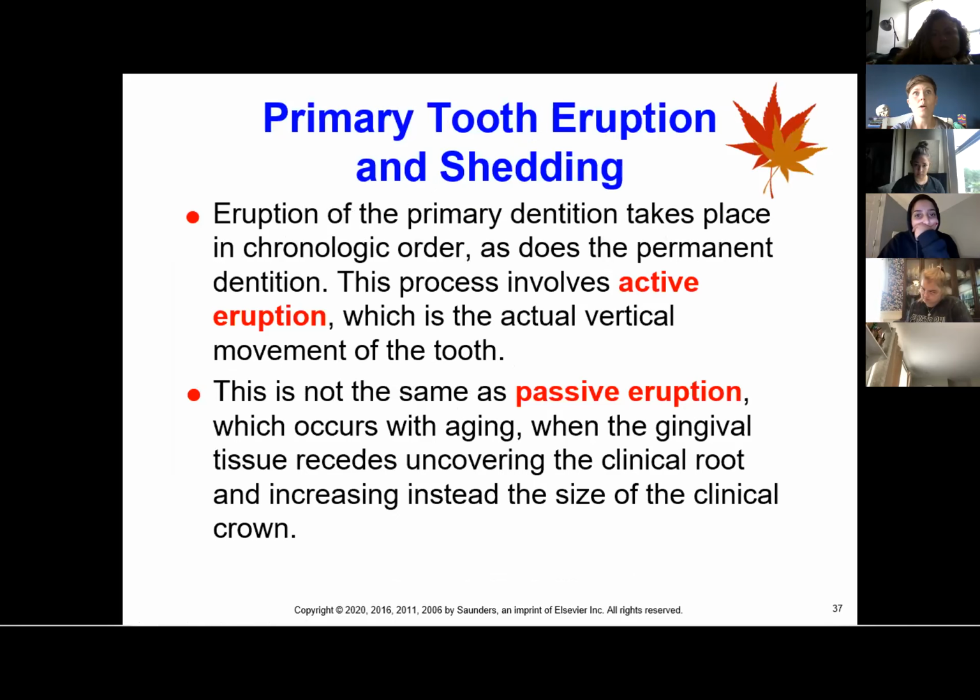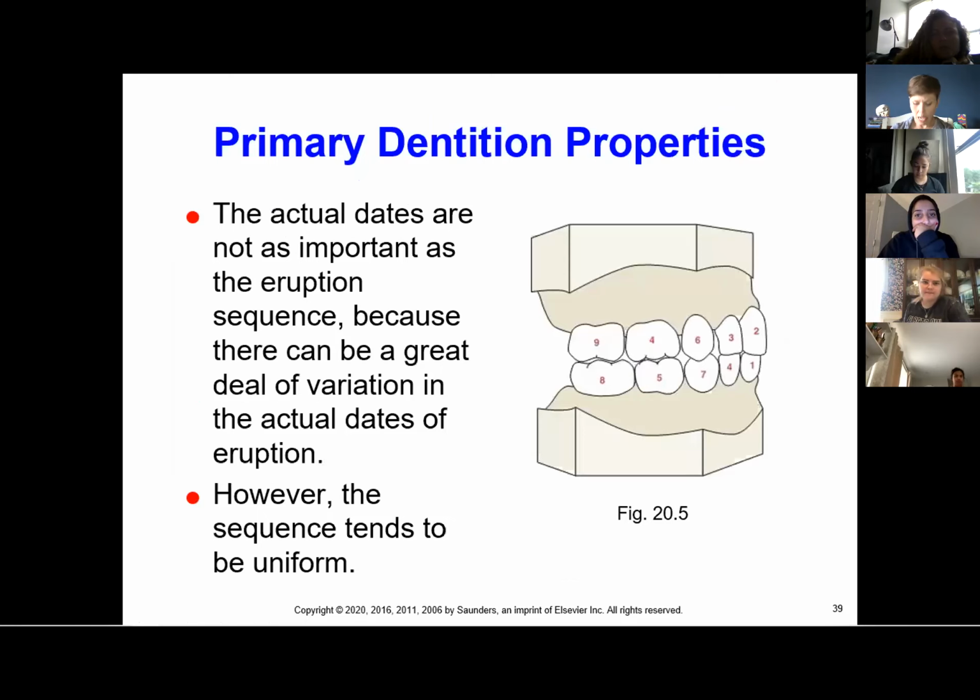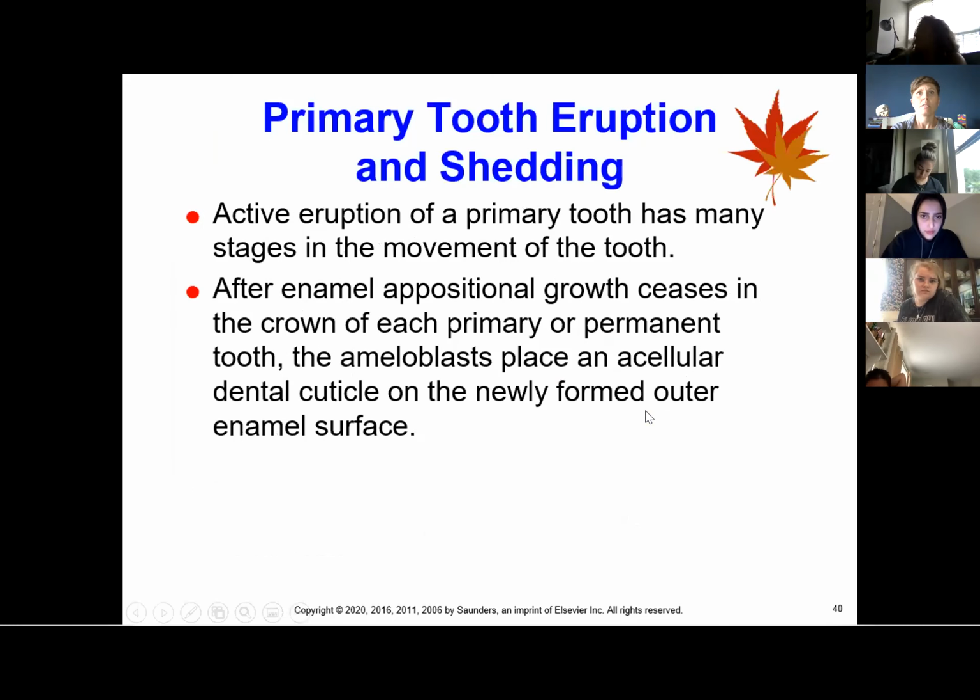All right, so external cells. So our teeth, the actual movement of teeth is active eruption, and passive eruption occurs with age when our gingival tissue recedes and it uncovers the cervical root. But our teeth are always kind of in a passive eruption. They can always move. It just kind of happens that way. The active eruption, yep, that's it. Or no, where am I looking for that? Oh, there it is.